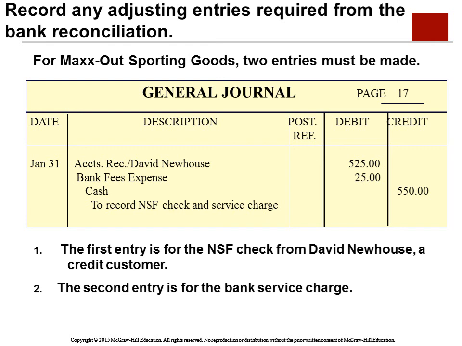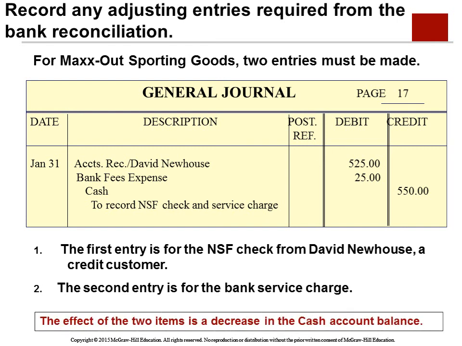You have to be able to think critically. What happened? What could have happened? What is this? Where did this come from? What did I do originally? What was wrong? What do I need to correct? All those types of questions you need to ask so that you're a good accountant. Both of these items, as it points out in red, is a decrease in the cash account balance because cash is really going down. We're not receiving and we're paying for an expense.